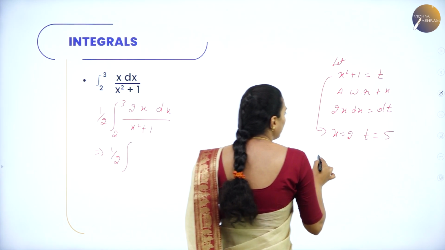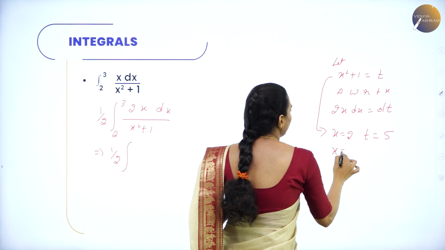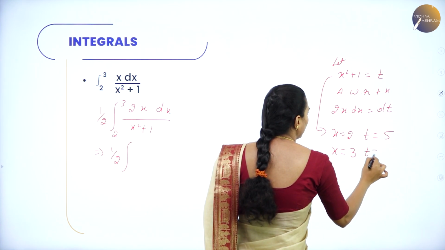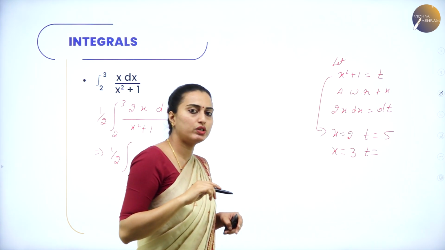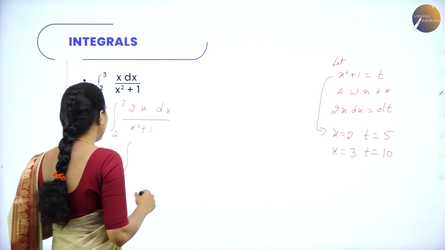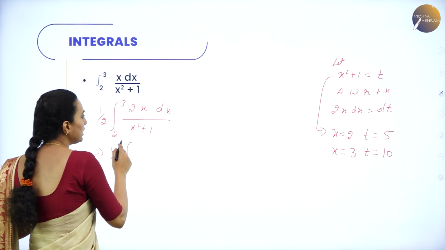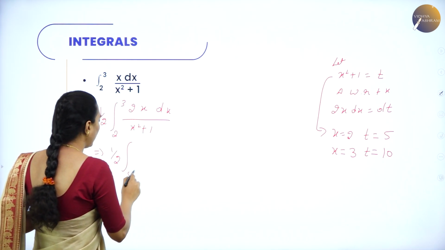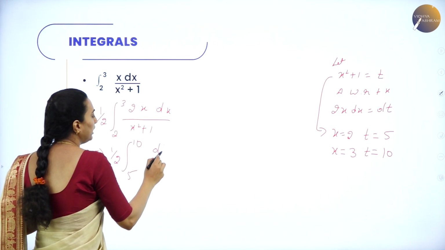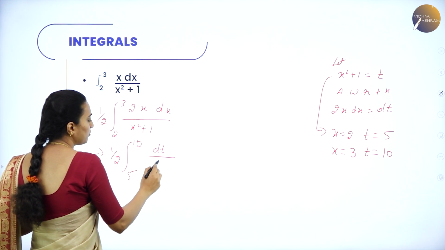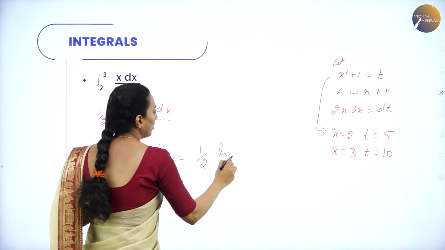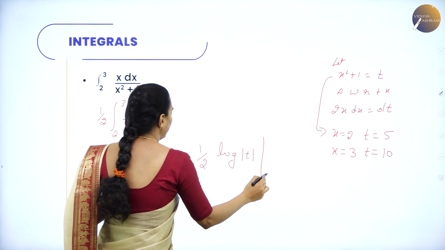So t will be equal to 5. Similarly, when x is equal to 3, t will be equal to 3 squared plus 1, which is 9 plus 1, which is 10. So by changing the limits, 1 by 2 into, when x is 2, t is 5, and when x is 3, t is 10. So 2x dx is dt, and x squared plus 1 is t, which implies 1 by 2 into log of modulus of t from the limit 5 to 10.